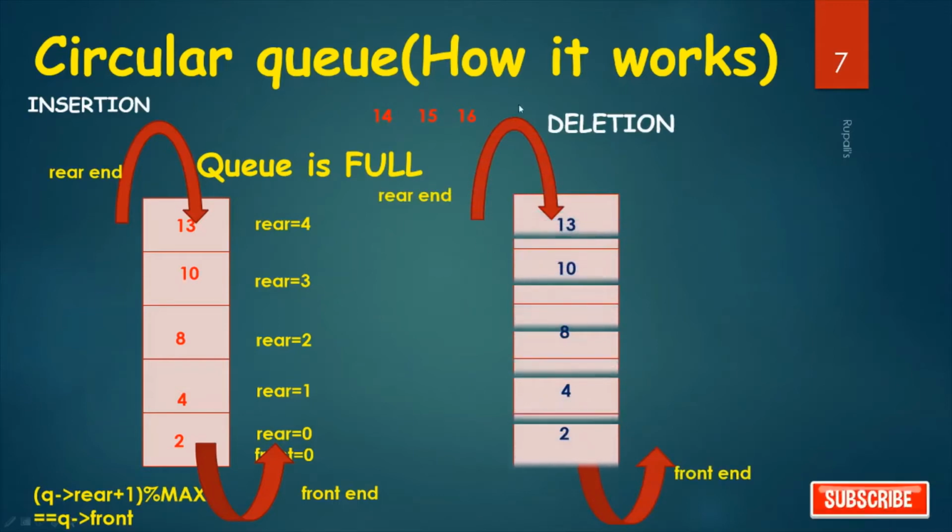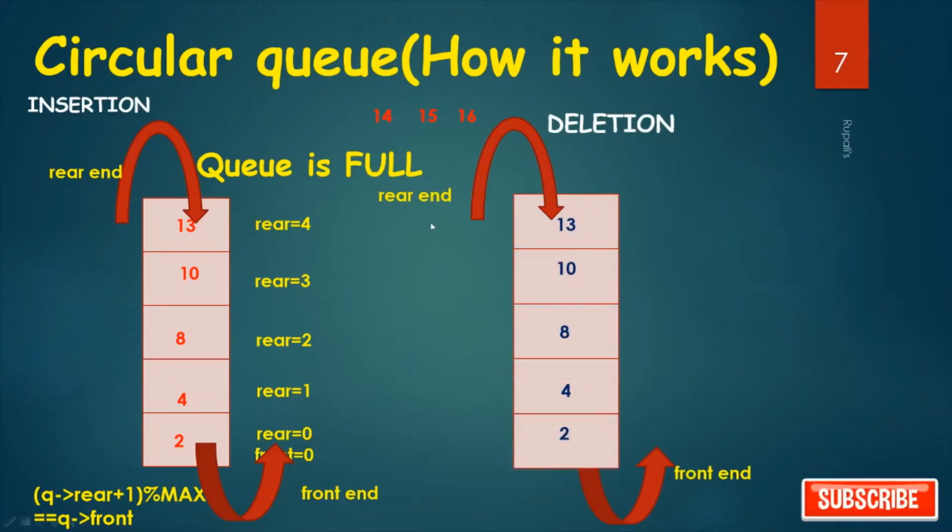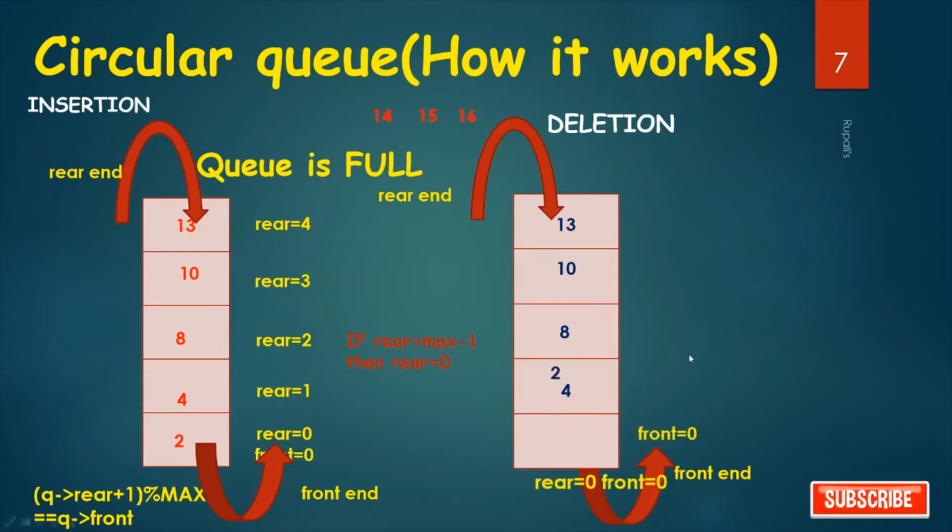Deletion. This is our rear end and this is the front end. The rear end is the inserting end and the front end is the deleting end. When rear is max minus 1, you have to start insertion from the beginning because it is circular. So when rear equals max minus 1, rear becomes 0. But before that you have to delete some element from the queue. Queue follows which rule? The FIFO rule. So first you have to delete 2. Front is 0, so delete 2.